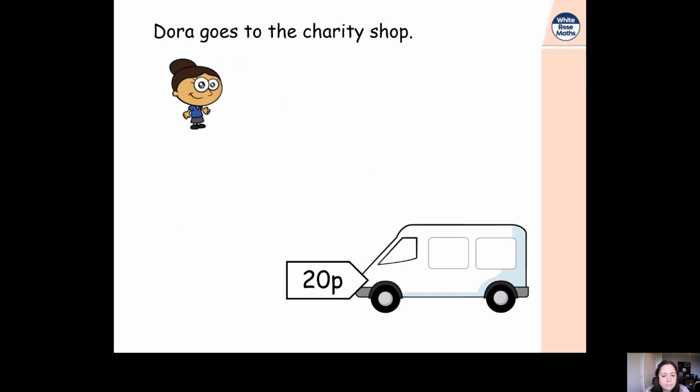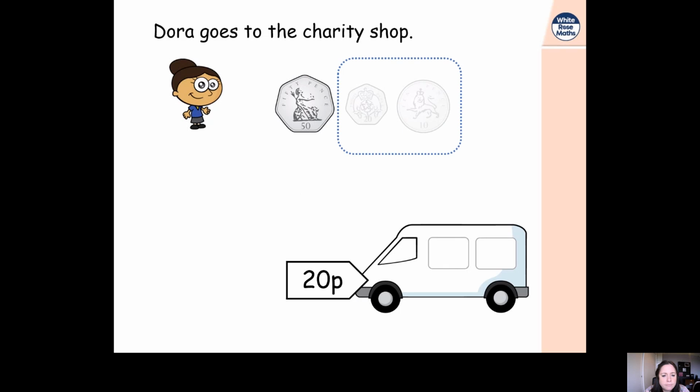Dora goes to the charity shop with her 80 pence. She'd like to buy this fan, which is 20 pence. She gives the shopkeeper the 20 and the 10 pence, 30 pence altogether. The shopkeeper thinks for a minute and then says, "I need to give you some change." He gives her the 10 pence back as change. The calculation he's done is 30 pence, subtract 20 for the fan, is equal to 10. 10 pence change.